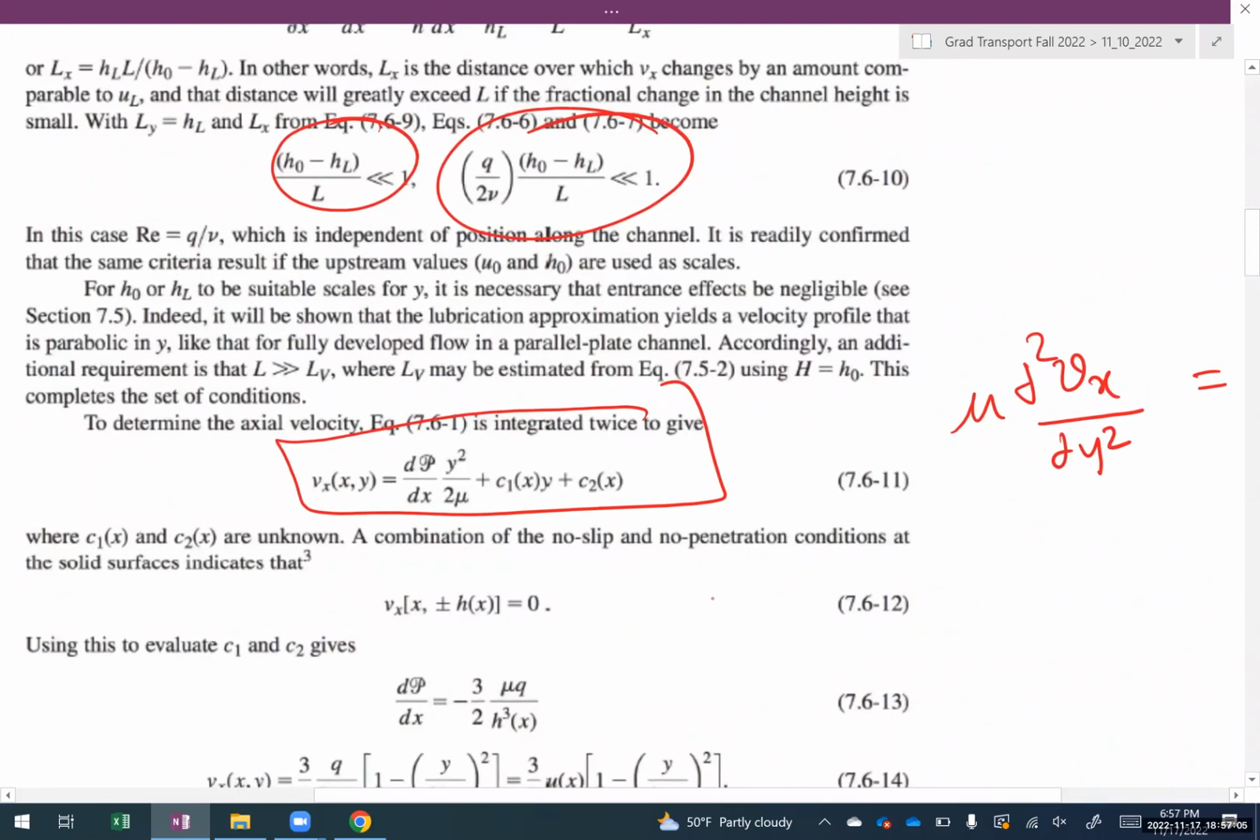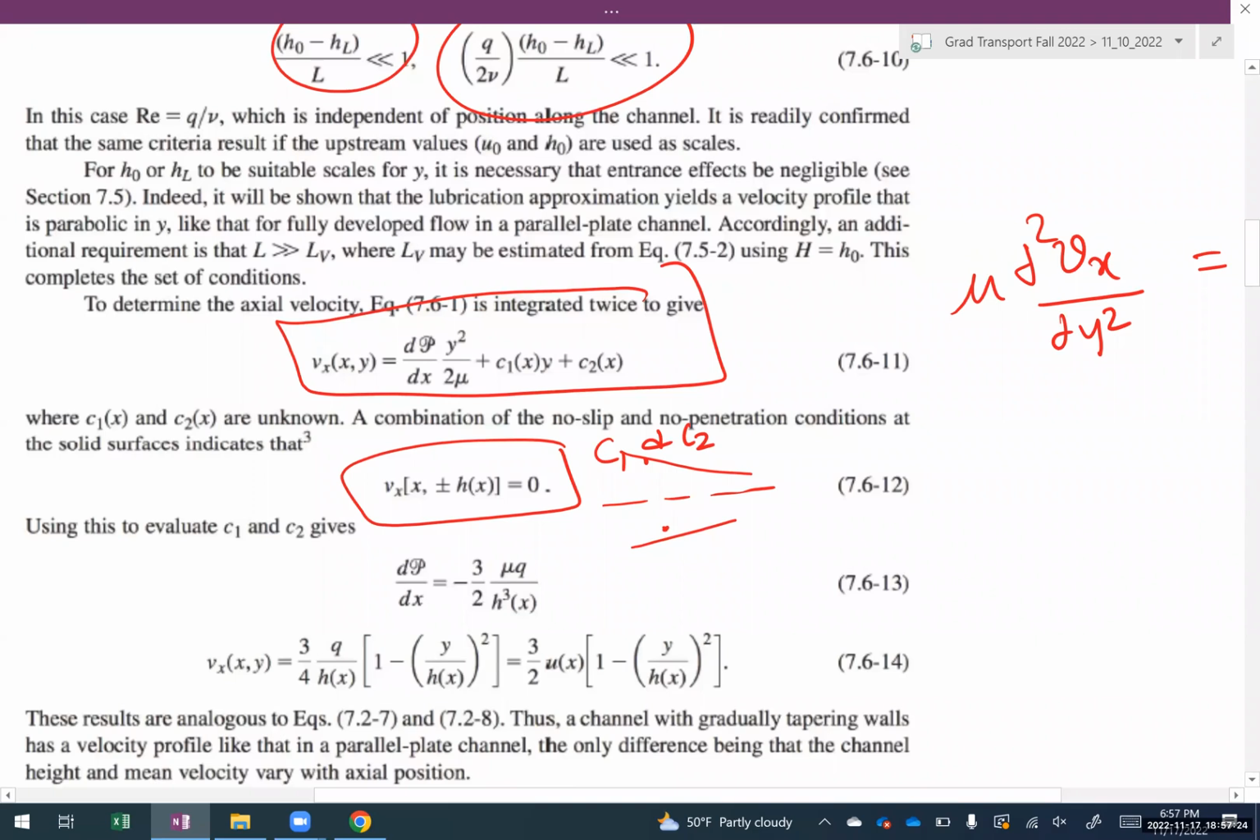So now what are the boundary conditions? Obviously, at y equal to plus minus h, the velocity is 0. That's the walls. So two boundary conditions determine C1 and C2. Please work it out yourself. This is important. Please work it out yourself, and then you'll have more confidence. So apply the boundary conditions, get C1 and C2.